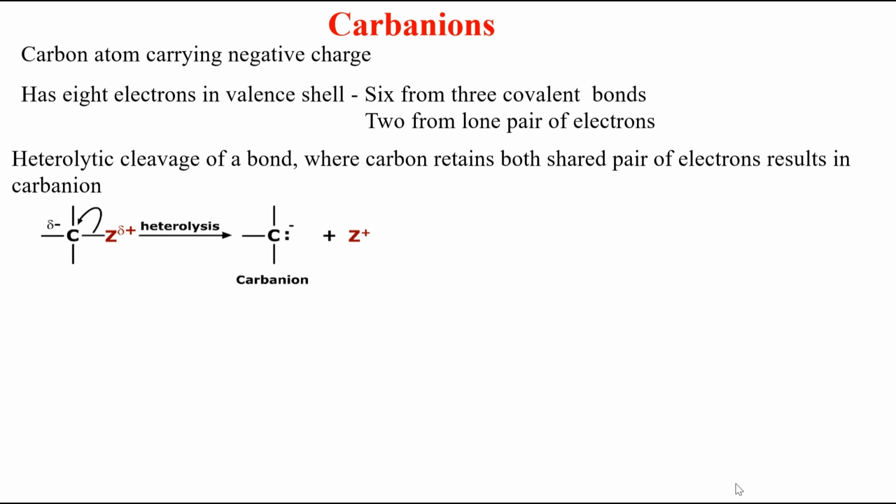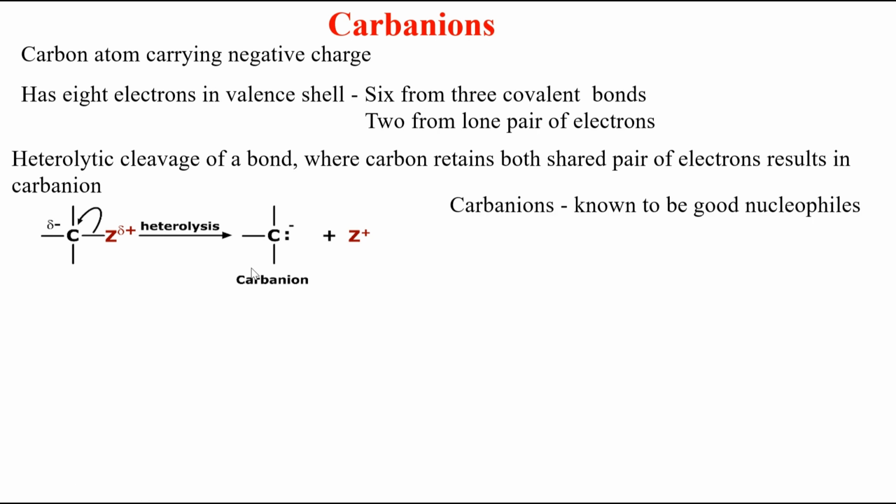Here you see the heterolytic cleavage has occurred between C and Z. The electrons are retained by the carbon. Heterolysis has occurred. A carbanion is generated. It is quite opposite process of carbocation. In carbocation formation, the electrons are taken away by the leaving group Z. Here, the electrons are left on the carbon and Z, the leaving group, leaves without the electron pair to give a carbanion.